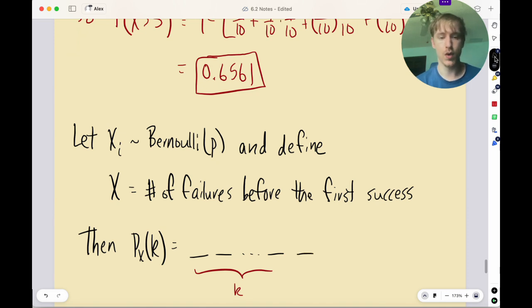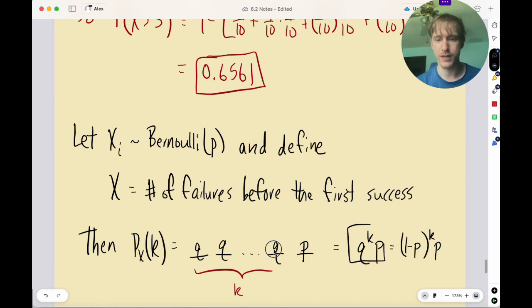Okay, so this is a failure with probability q, which means all of them are q since these are independent and identically distributed, which means that this last one has to be p. Okay, so this is going to be q to the k power times p, or sometimes you might see it as 1 minus p to the k times p, or some kind of variant of that. Okay, I might just stick with this one for today.